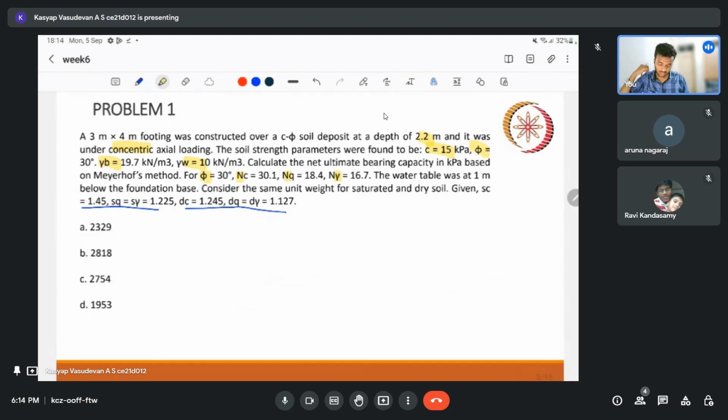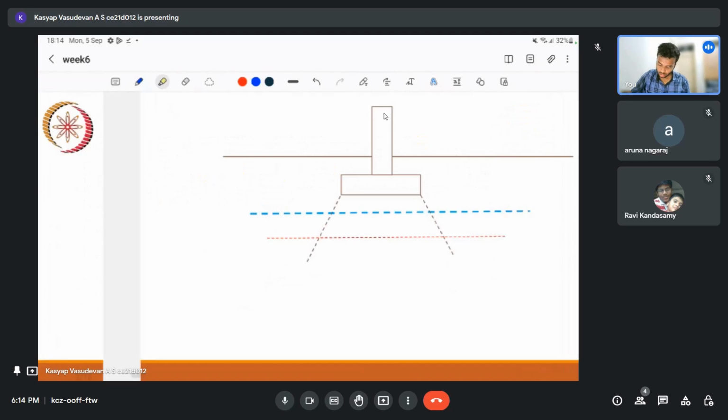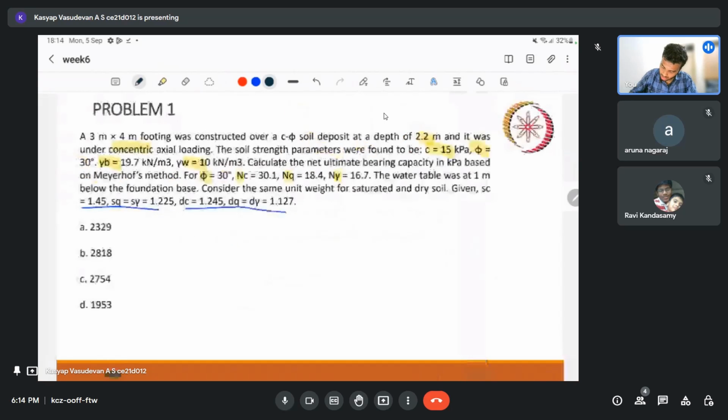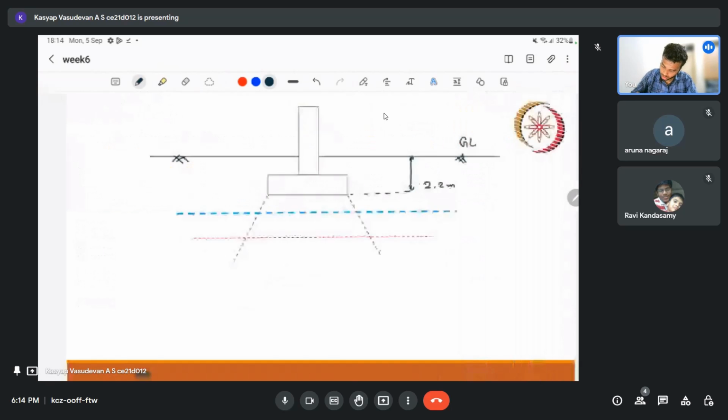Now, assuming that it's a general shear failure, let us move on using the Meyerhof method. Since we have this, let us just write it down. We have a ground level and footing, and the depth of the footing is 2.2 meter.